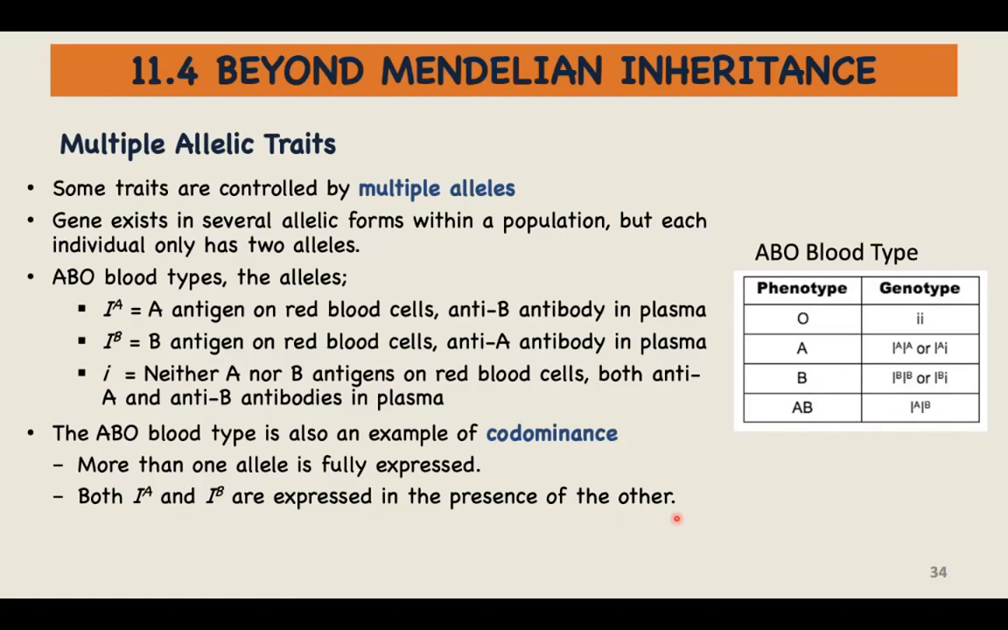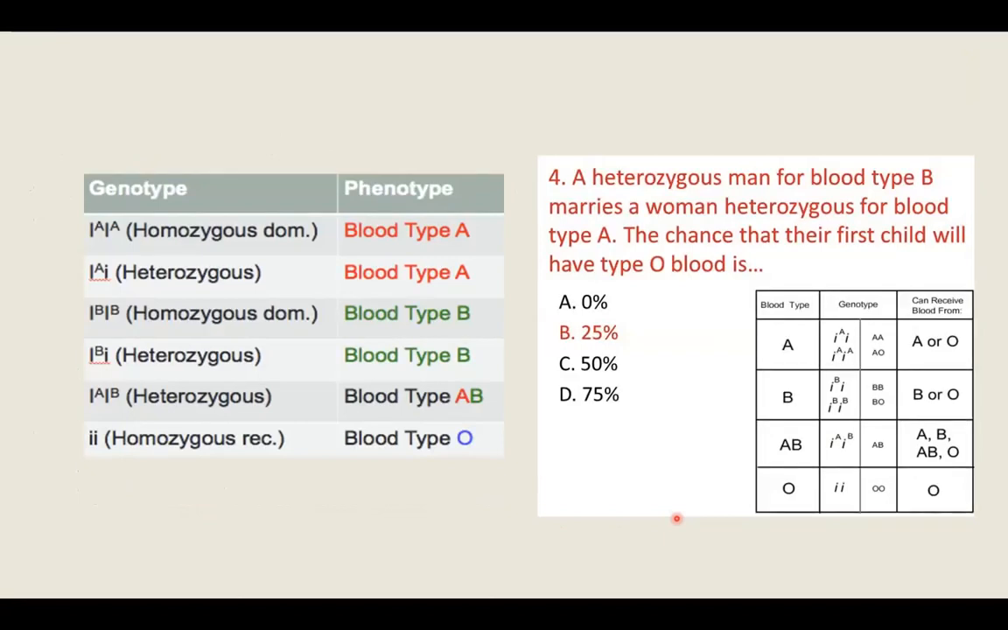So that is for the blood. There is a crossing that you have to do. Early in the morning, are you guys awake already? Let's try to do a crossing. A heterozygous man for blood type B, which is I^B and a small i, marries a woman heterozygous for blood type A, I^A and i. So this is a crossing of two heterozygotes. We cross this with this.